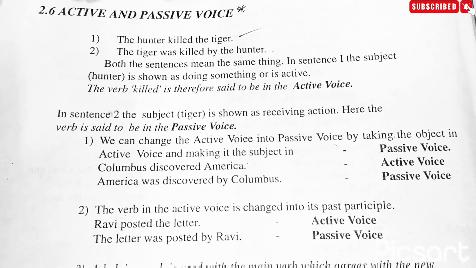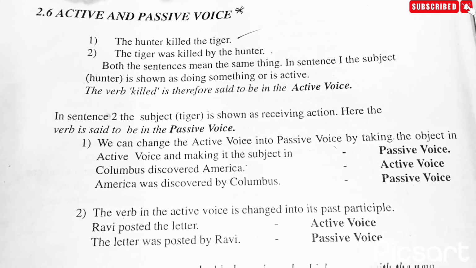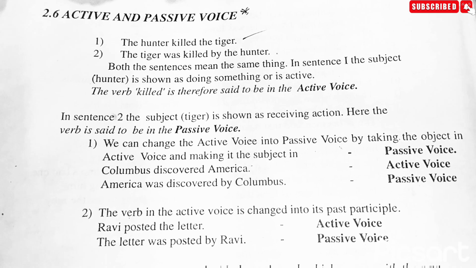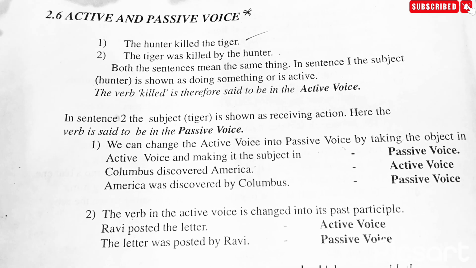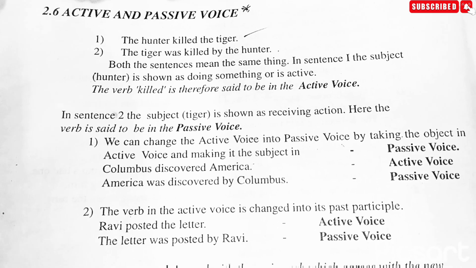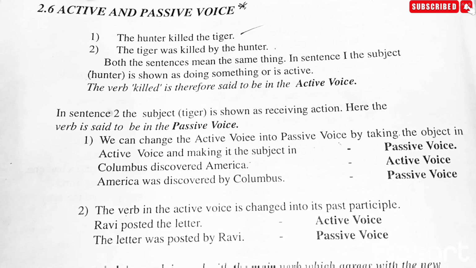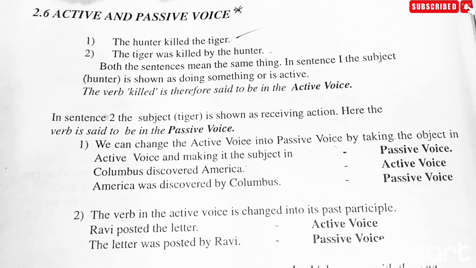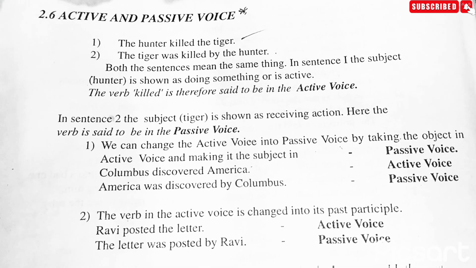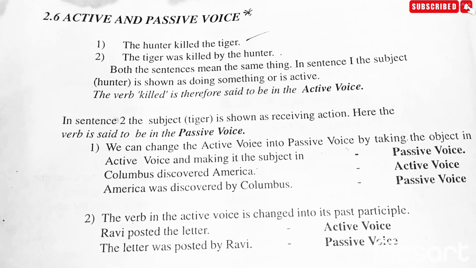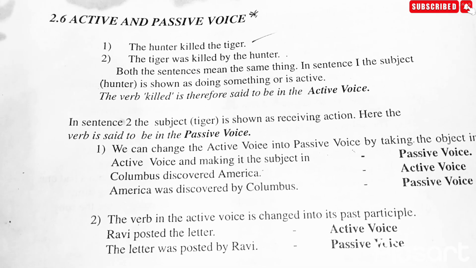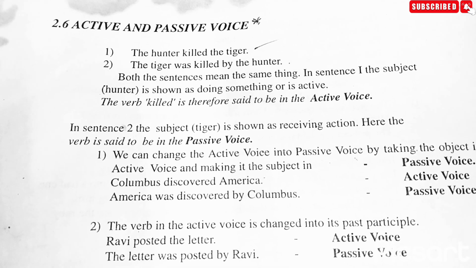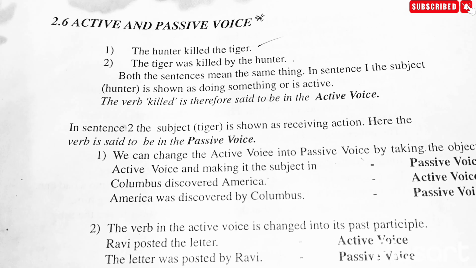It is changed into passive voice: the tiger was killed by the hunter. Both sentences mean the same thing. In the first sentence, the subject hunter is shown as doing something, or is active. And the verb killed is therefore said to be in the active voice.